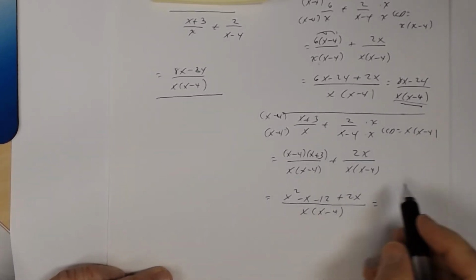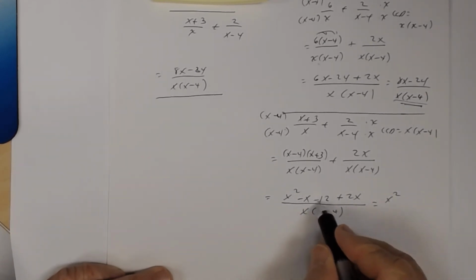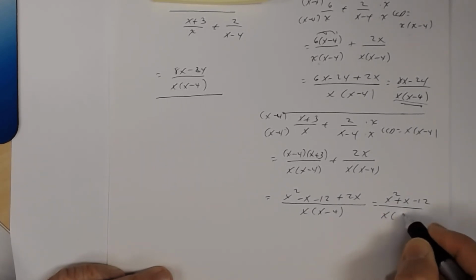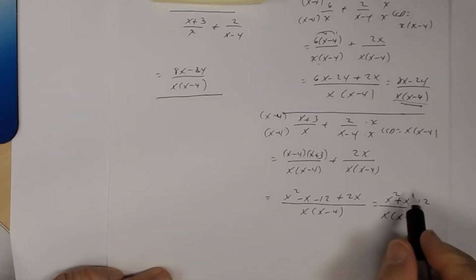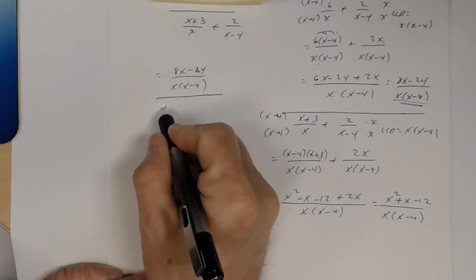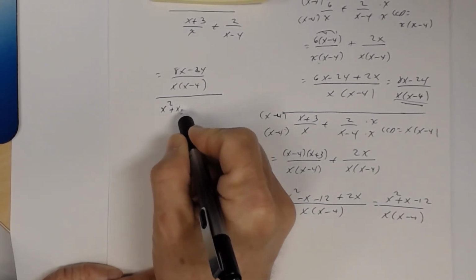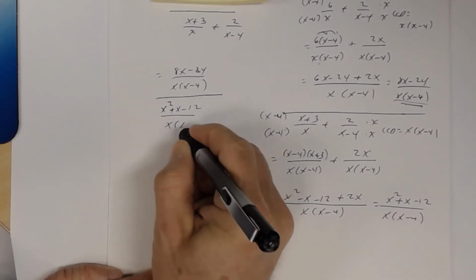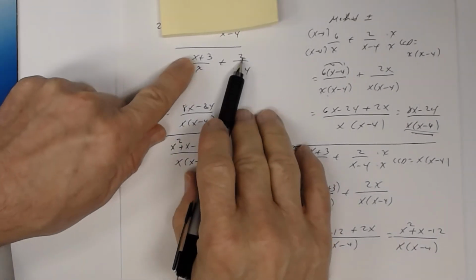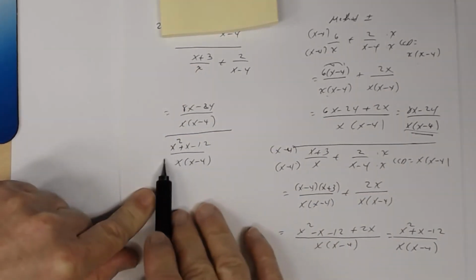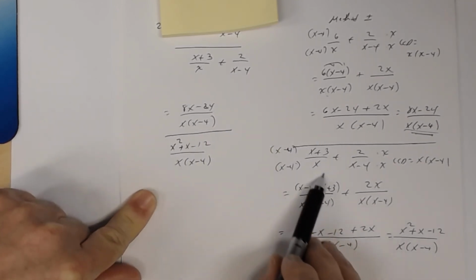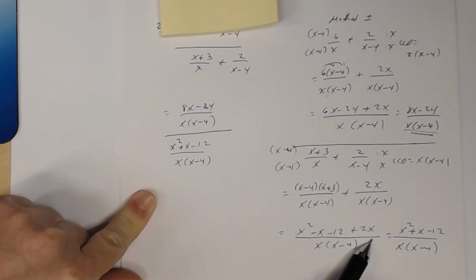Combining like terms, I'm going to get x squared. A negative x and a positive 2x is a positive x, and then minus 12, divided by x times (x minus 4). So this right here is going to be the denominator. So my denominator is going to be (x squared plus x minus 12) divided by x times (x minus 4). All right, so now notice these two rational expressions I now wrote as one rational expression, one fraction. So you're adding two fractions, you want to write as one fraction. So there's all the work you have to do to get to that point.